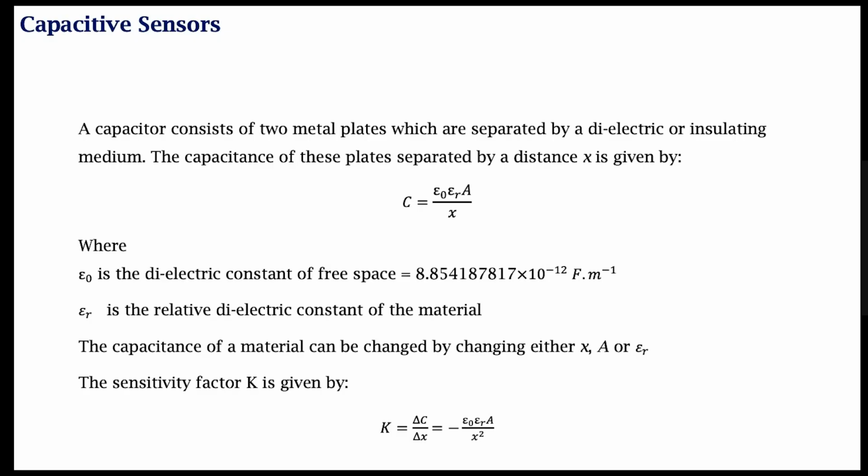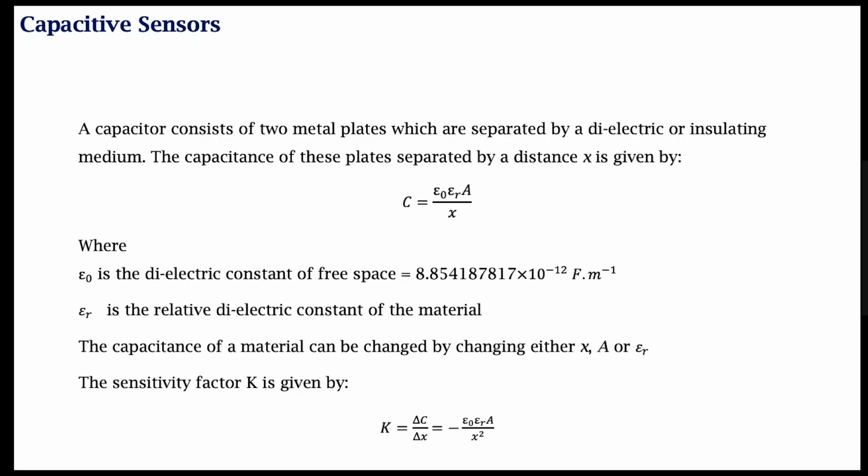We remember from high school physics class that it is actually epsilon A by D, where epsilon is epsilon naught epsilon r. Epsilon naught is the dielectric constant of free space. Epsilon r is the relative dielectric constant of the particular material that you are using. So this is the principle.